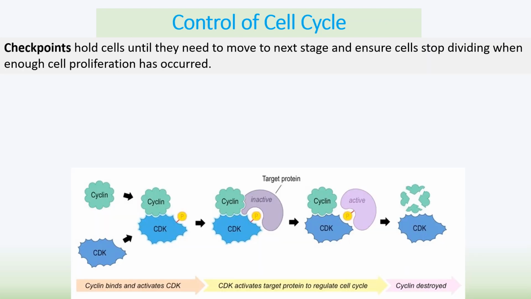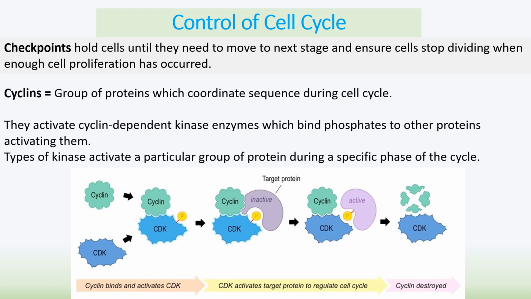There are checkpoints in the cell cycle, and these will hold the cells and prevent the cells from moving to the next stage to ensure that cells stop dividing when there is enough cell proliferation. So when we get to the point where we don't need any more cells, they're held in place by checkpoints. And there are different groups of proteins which can coordinate the sequence during the cell cycle.